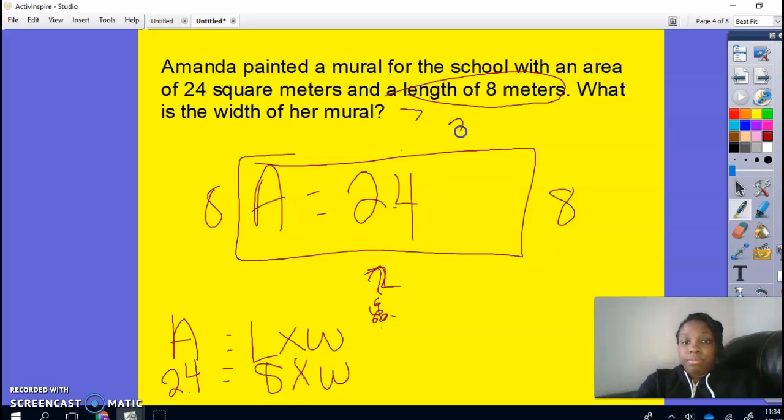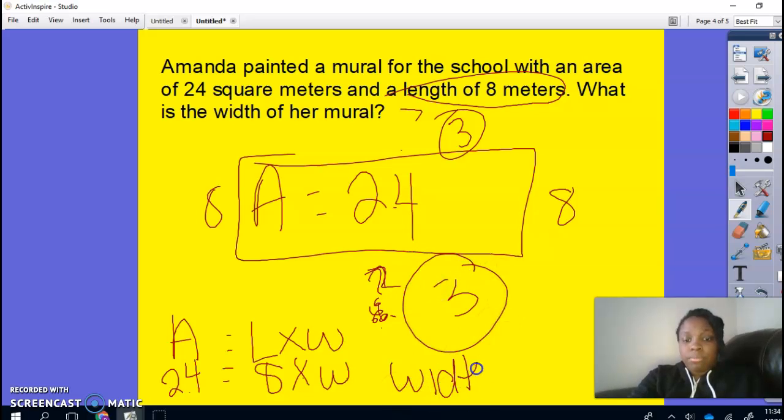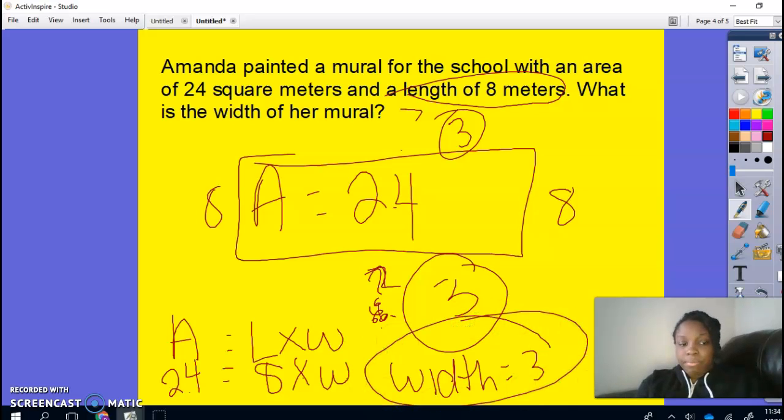Good, it's 3. So 3 is my width. So my answer, width equals 3. My answer is 3. So sometimes you may find the area and the length and you don't know what the width is. Sometimes you know the area and the width, but you don't know what the length is.